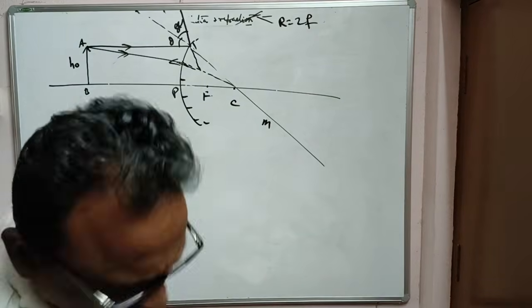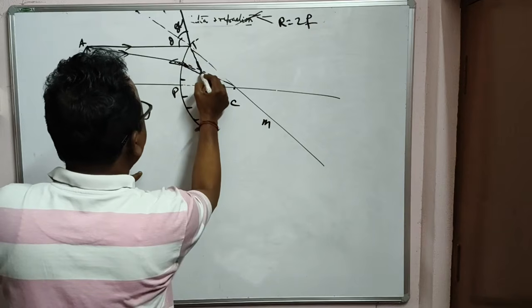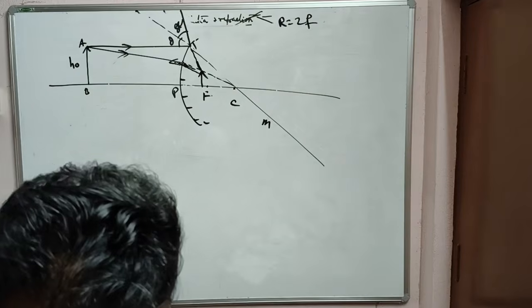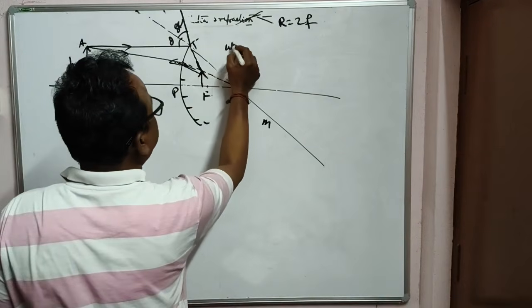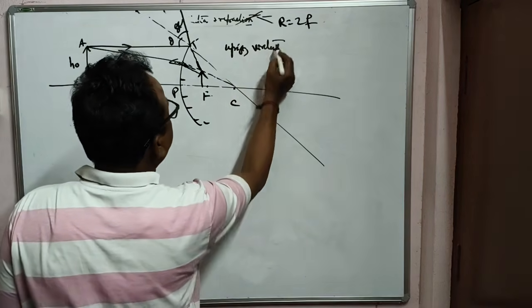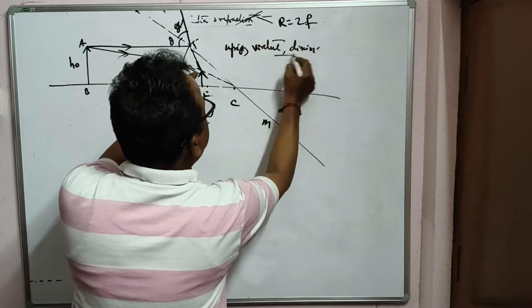Okay? Very small image is formed. When you extend this one, both will meet over here, somewhere over here. Okay? Between focus and pole. And the image you can see is upright, virtual and diminished. Diminished. This is the nature of the image.